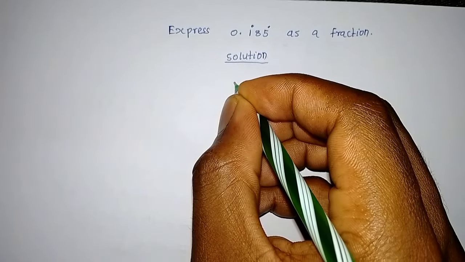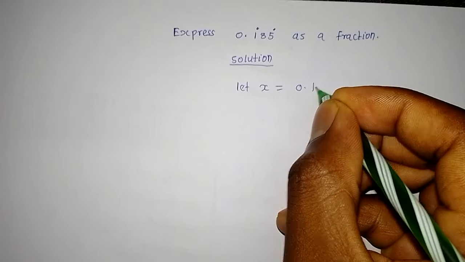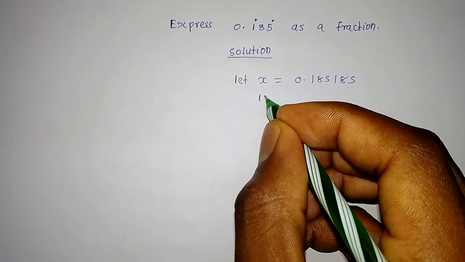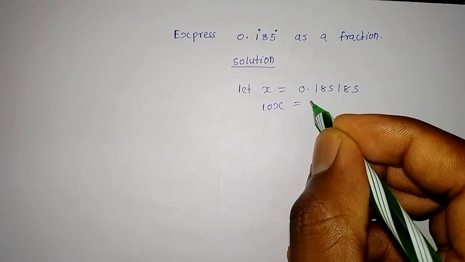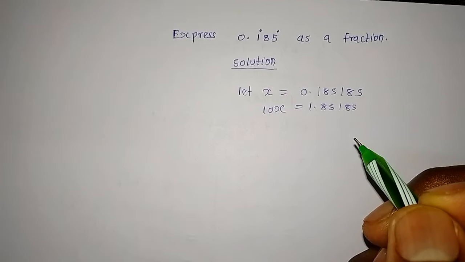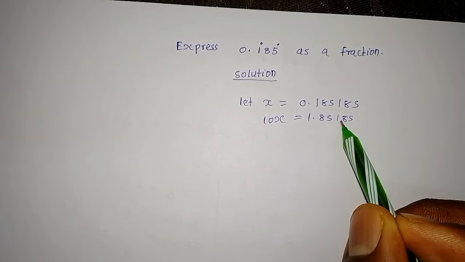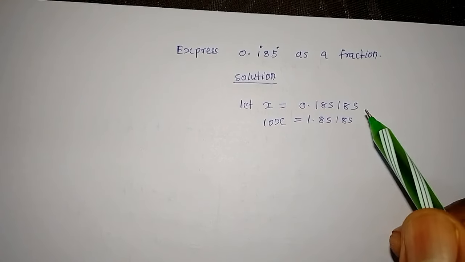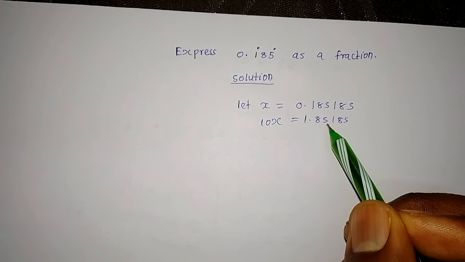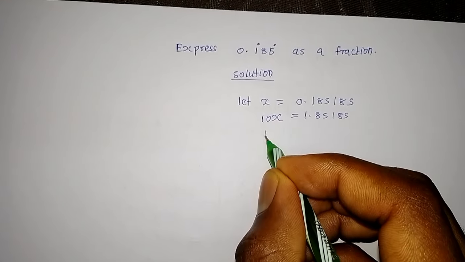For example, you let x be 0.185185. Now, 10x will be 1.85185. Then, what you're supposed to do is to look at the values after the decimal point. Are they similar to the one above? For example, this one is 185185 and this one is 85185, which means they are not similar. So we have to continue.